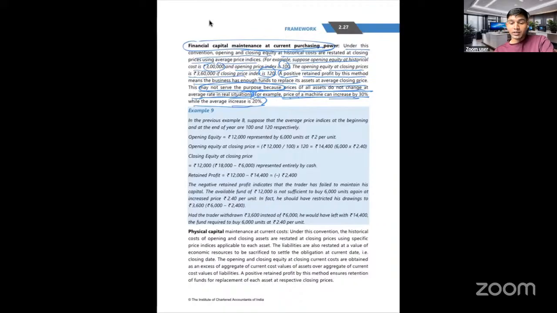Okay. Now, physical capital maintenance at current cost. Under this convention, the historical costs of opening and closing assets are restated at the closing prices using specific price indexes applicable to each asset. The liabilities are also restated at the value of the economic resources to be sacrificed to settle the obligation at the current date, such that the opening and closing equity at the closing current cost are obtained as an excess of aggregate current cost values of the assets over the aggregate current cost values of liabilities. A positive return profit by this method ensures retention of funds and replacement of each asset at the respective closing prices.